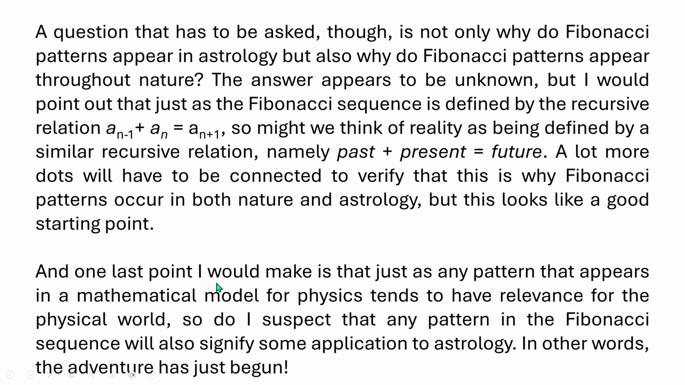Now, a question that has to be asked, though, is not only why do Fibonacci patterns appear in astrology, but also why do Fibonacci patterns appear throughout nature? The answer appears to be unknown, but I would point out that just as the Fibonacci sequence is determined by the recursive relation a sub n minus 1 plus a sub n equals a sub n plus 1, so might we think of reality as being defined by a similar recursive relation, namely past plus present equals future. This formula has essentially the same structure as this one, and I think that's why we see the Fibonacci sequence mirrored in both physical reality and in astrology.